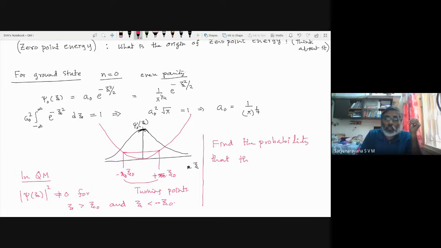that the particle exists beyond the turning points for the ground state.